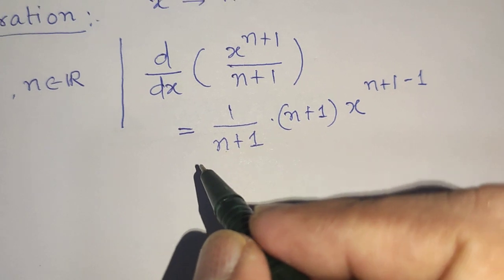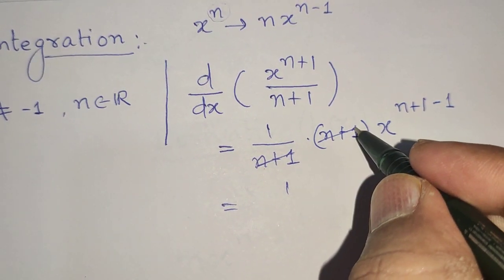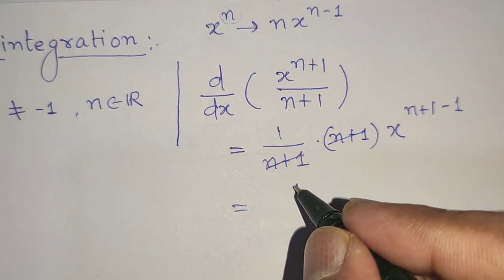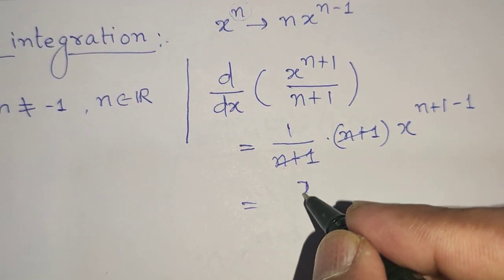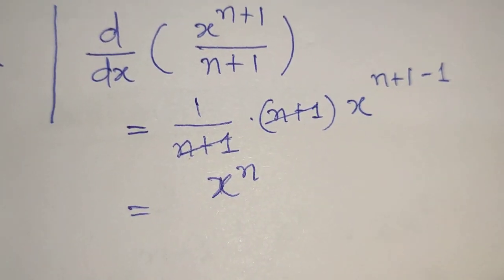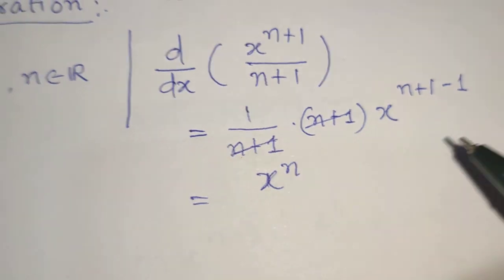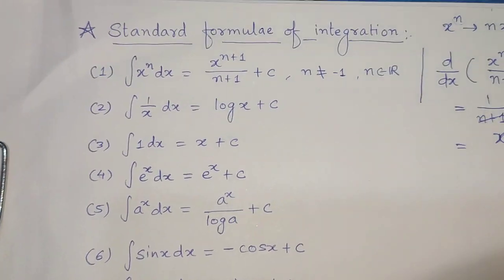So this will be equal to 1 by n plus 1 gets cancelled. So it is just 1 into x raised to n plus 1 minus 1, which is also cancelled. So directly you can say it is equal to x raised to n. N plus 1 gets cancelled, 1 minus 1 gets cancelled, so just x raised to n remains. So in the similar way, you can check this.